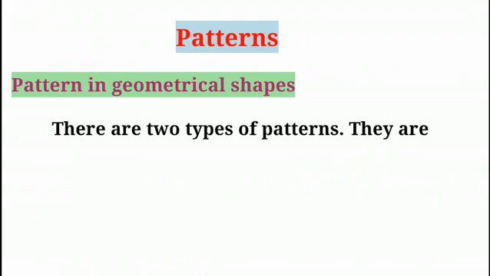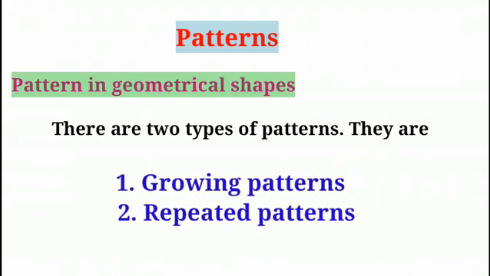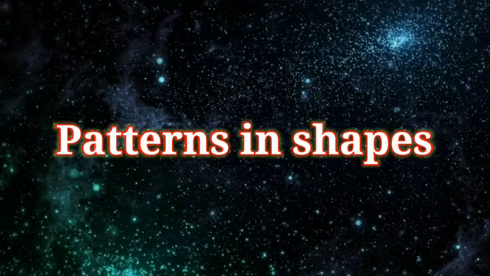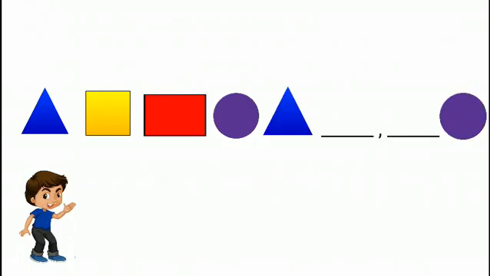Patterns in geometrical shapes. There are two types of patterns. They are growing patterns, and repeated patterns. Next, patterns in shapes. Identify the missing patterns. Look at the shapes above. There is a triangle, square, rectangle and a circle. Do you know the pattern? Once we recognize the pattern, then the missing shapes can be identified easily. Can you identify the shapes? Yes, square and a rectangle.